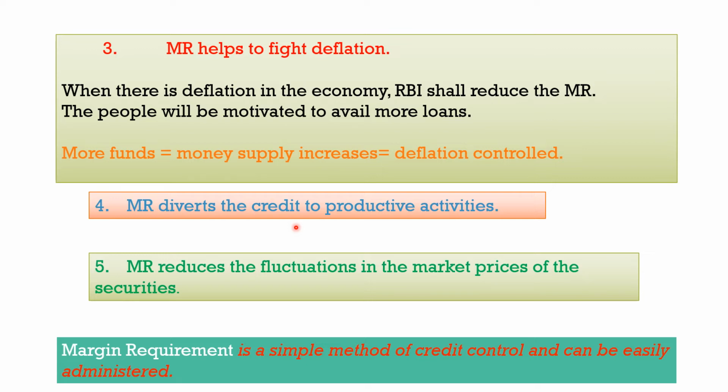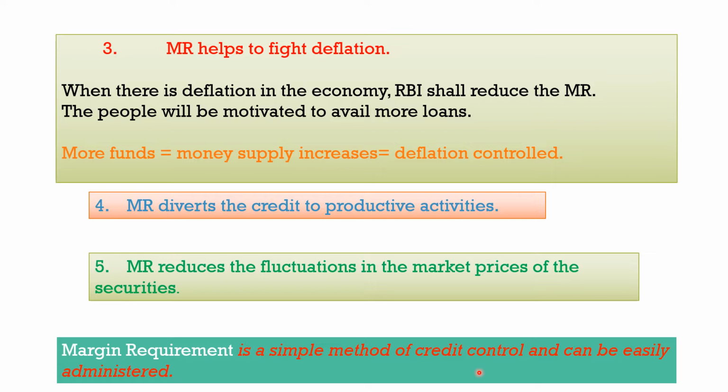Now, this marginal requirement also reduces the fluctuations in the market prices of the securities. Very important. The prices of securities, particularly in the developing countries, this is a very big drawback, that the market prices keep on rising and falling. And this marginal requirement tool helps to reduce these fluctuations. Now, the marginal requirement is a very simple method of credit control as we just discussed, and it can be easily administered.